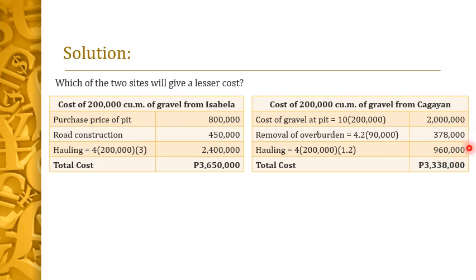Getting the sum of these three, we have the total cost for Cagayan equal to 3,338,000 pesos. Now, the question is, which of the two sites will give a lesser cost? Obviously, the source in Cagayan is cheaper by 312,000. So our final answer is the source in Cagayan.